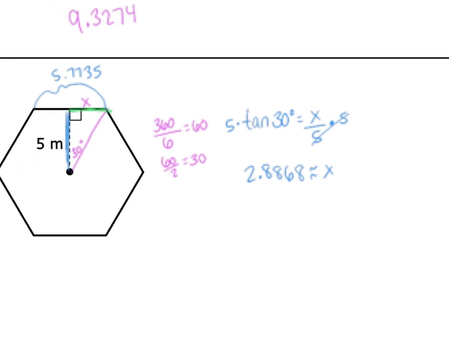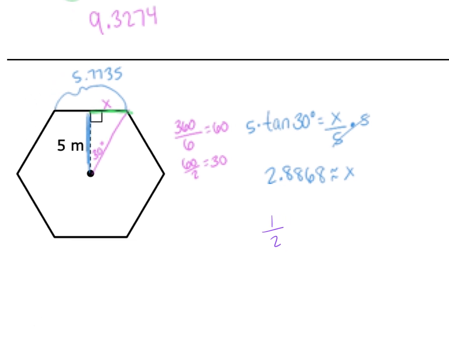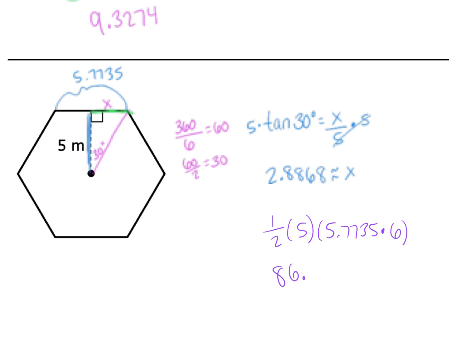So half, the apothem is 5, times the perimeter, which is 5.7735 times 6, because this has 6 sides. I'm going to, again, use the answer button on the calculator, which will be a little bit more accurate than rounding it. Sorry, I typed it wrong. Retyping it. 86.6 approximately. That's square meters.